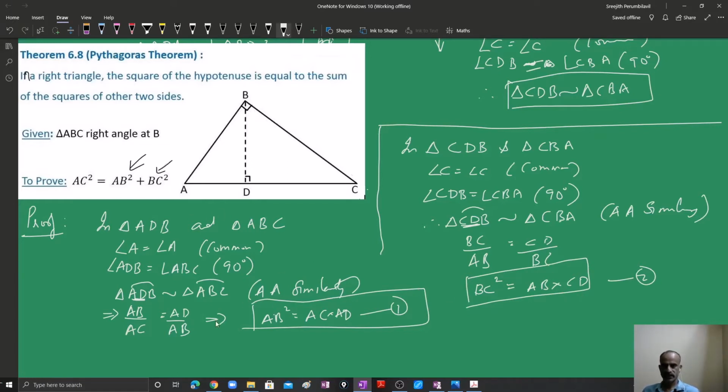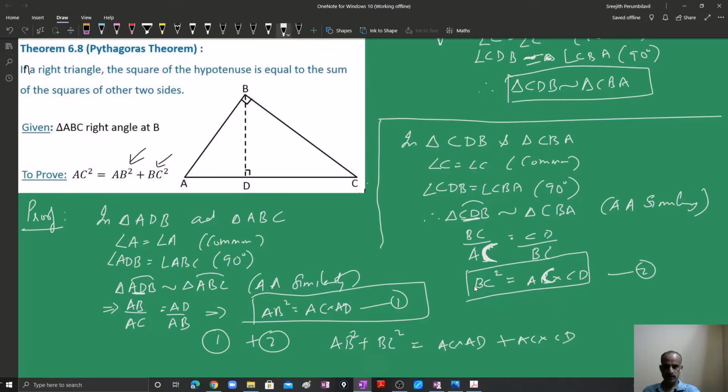Now, how are they connected? They are connected by addition. So, 1 plus 2. AB square plus BC square is equal to... Here something has gone wrong. We will see what has gone wrong. BC divided by AC, not AB, AC. Make that correction. So AB square plus BC square is equal to AC into AD plus AC into CD.